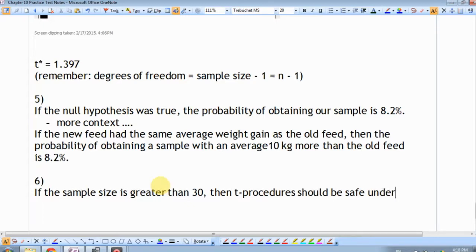because of the central limit theorem. What do you mean should be safe? We're just hypothesizing. We can't be sure 100%, but pretty much we're going to do it anyways. Just kind of that handy rule of thumb, as long as that sample size is greater than 30, you should be able to use T procedures regardless of what you see.